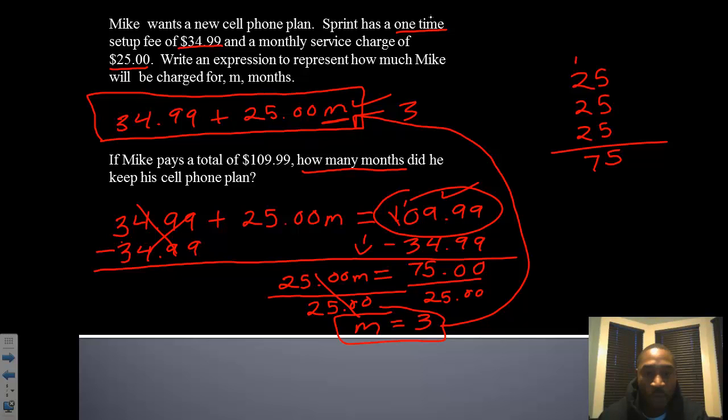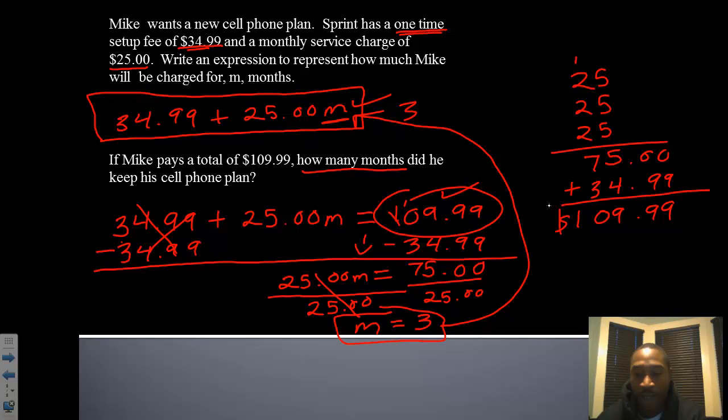Oh, but we forgot about the one-time setup fee of $34.99. So if I take the $75 and add that setup fee to it, $34.99, I in fact do get 99, 9, 7 plus 3 is 10. I do get my 109.99, and there we have it. So this is how you change a word problem into an equation. Well, an expression first and then an equation.